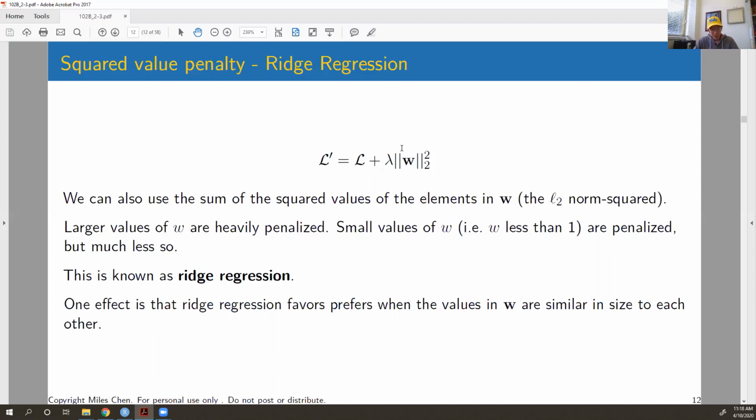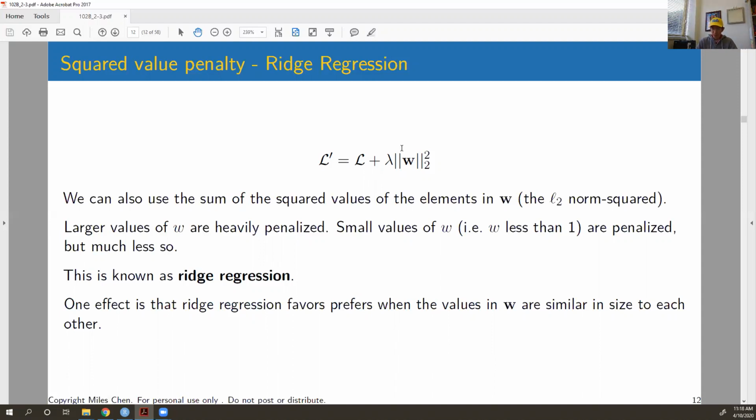This is known as ridge regression when you use the L2 norm. And one effect of ridge regression is that it's going to prefer when the W's are similar in size to each other. It's going to prefer when the W's are similar in size.